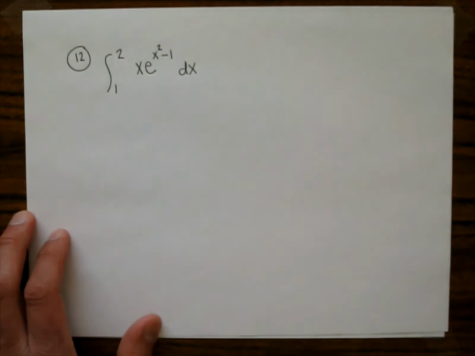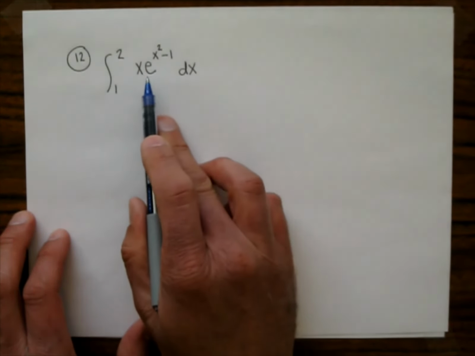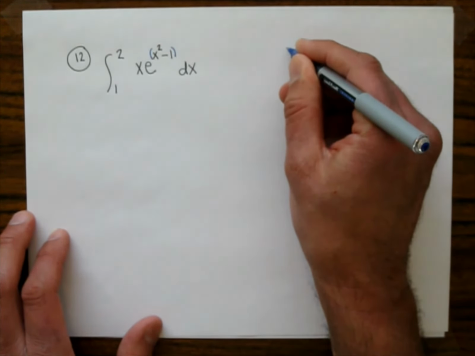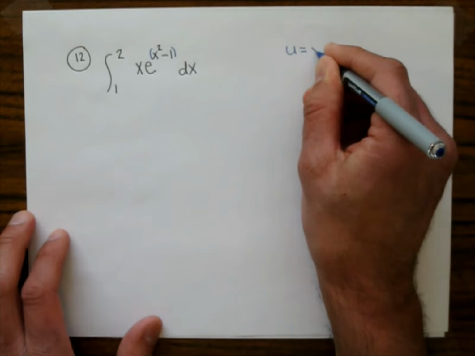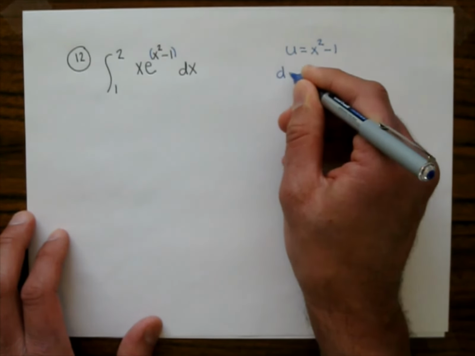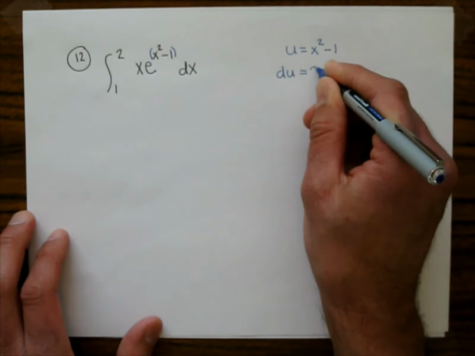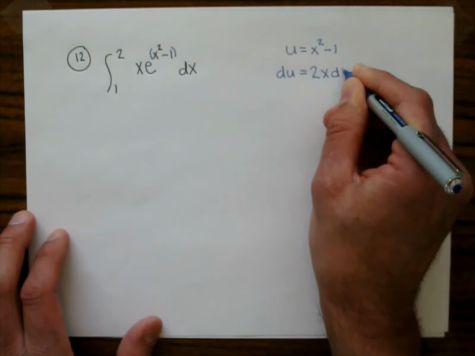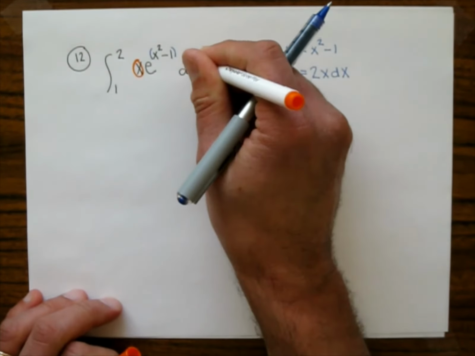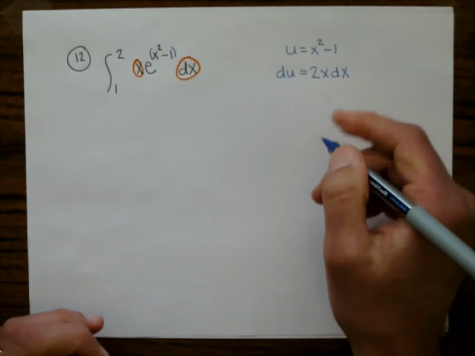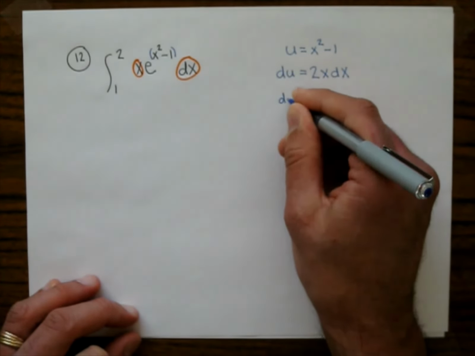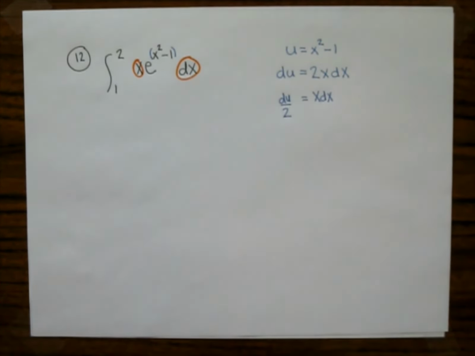What should we let u equal in this case? Well, why don't we let it equal that exponent? u equals x squared minus 1. du equals 2x dx. Look at this. I have an x dx right here. So I'm going to say x dx equals du over 2.